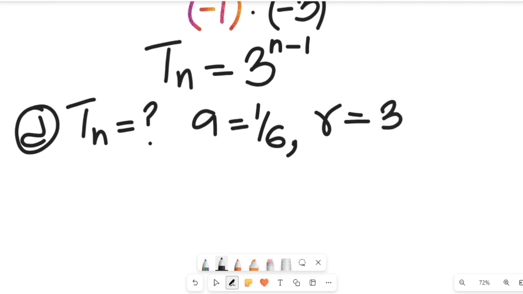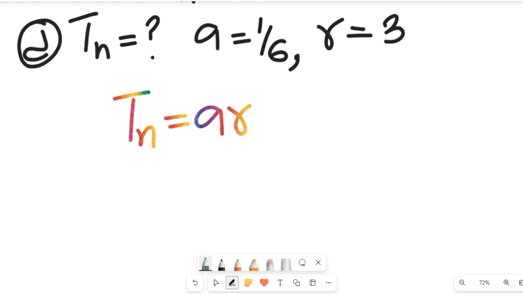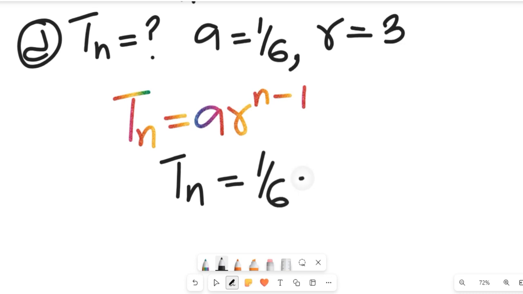So remember that we are given the first term and then we have the common ratio. We are asked to look for the nth term. So to find the nth term, Tn will be equal to the first term multiplied by the common ratio raised to the power n minus 1. So the nth term Tn will be equal to the first term 1 divided by 6 multiplied by the common ratio 3 to the power of n minus 1.